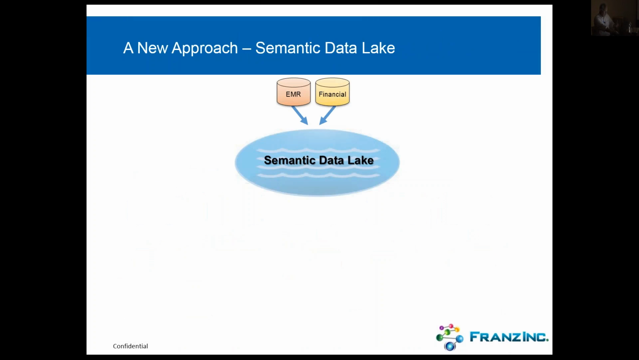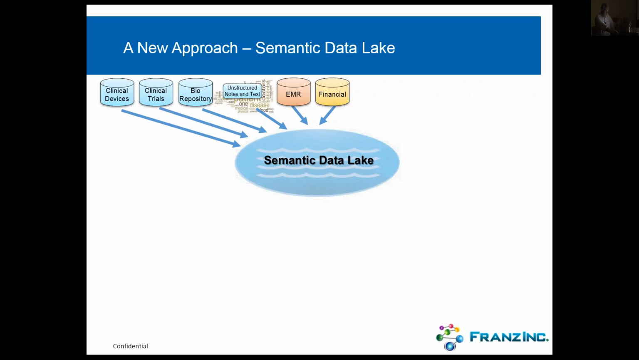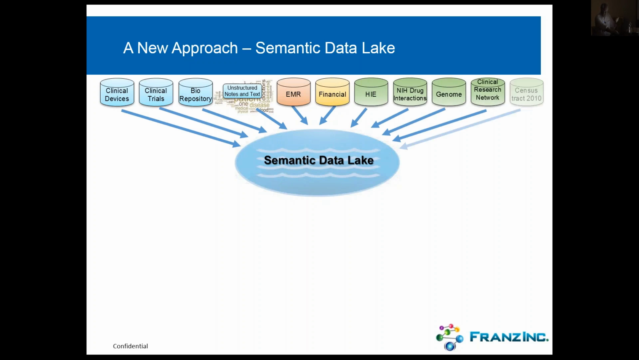So our new approach is to take the EMR and financial data and instantly take the data out of these source systems, turn it straight into triples and dump it into Hadoop, the Hadoop file system. We do the same thing for all the other internal data, so unstructured notes and text, the tissue bank, clinical trials, clinical devices, everything you have within the hospital about a patient, but also you combine it with information from outside the hospital: NIH drug interaction databases, genome databases, clinical research networks, census databases. It also goes as triples in Hadoop.